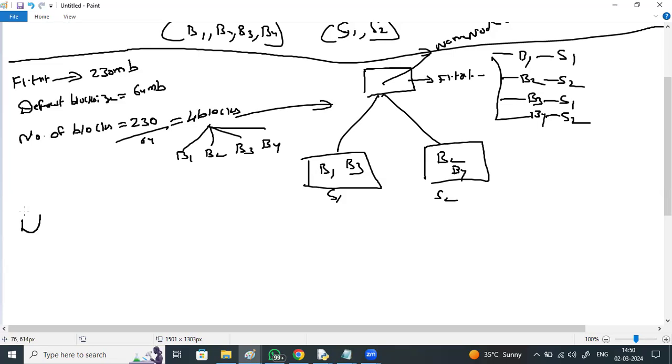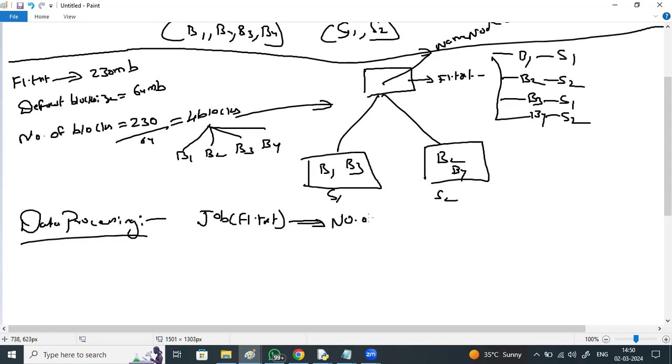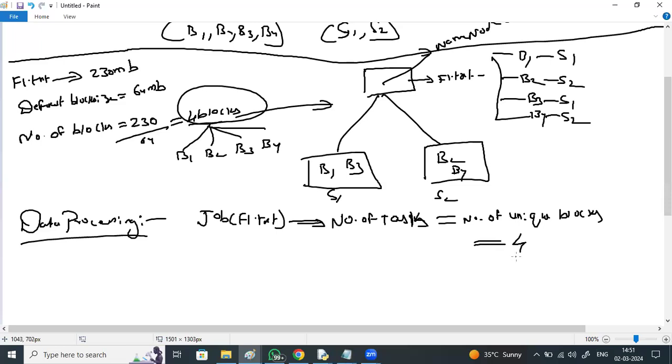Now, data processing. A job to process F1.txt. The job should be divided into tasks, and only then can the tasks be provided to multiple systems to execute. How many tasks depends on the number of unique blocks. I'm using the word unique blocks. How many unique blocks? 4 blocks, right? 4 unique blocks. Means there are 4 tasks: T1, T2, T3, and T4.